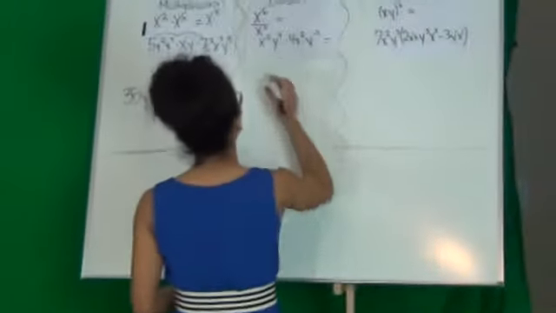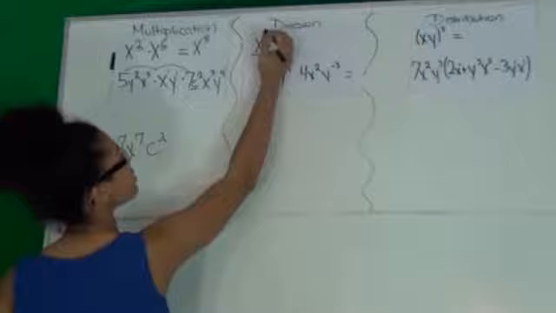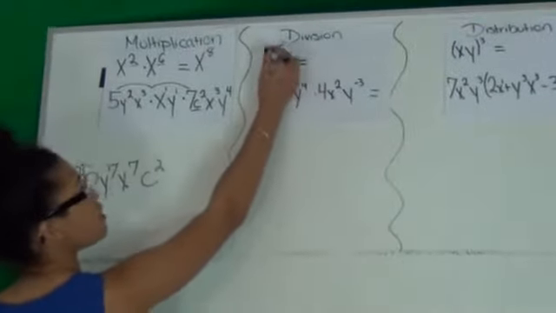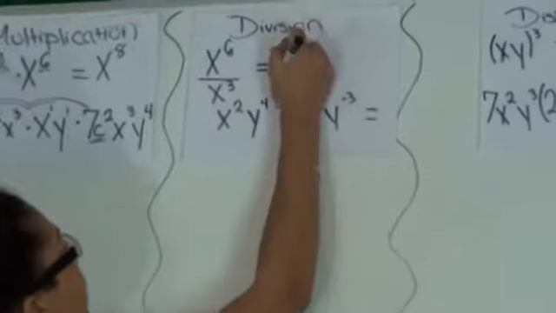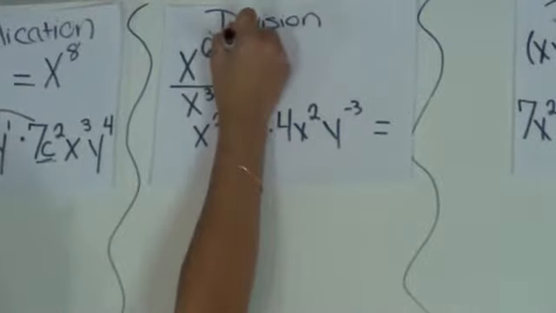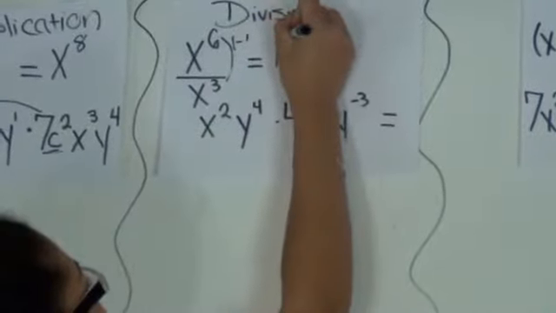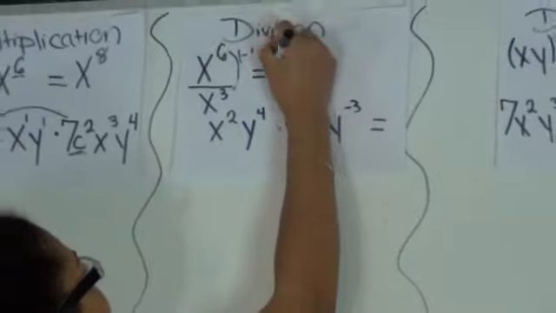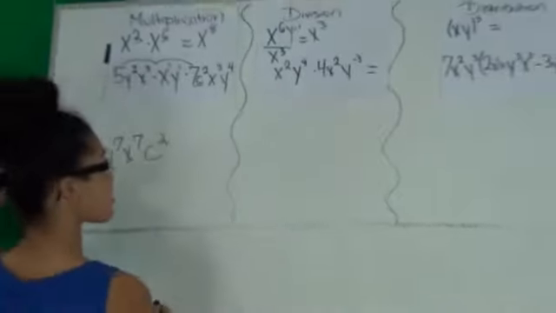Okay, now we are going to do division. When you divide, you subtract the exponents and you divide the bases. So 1 divided by 1 will be 1, and 6 minus 3 is 3. That's supposed to be an x. I'm so sorry. X to the 3rd power.